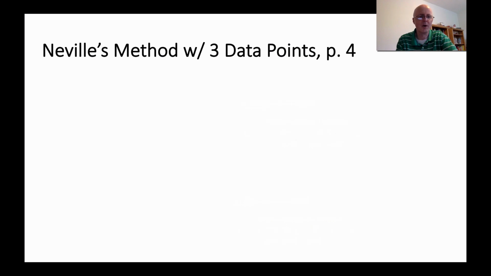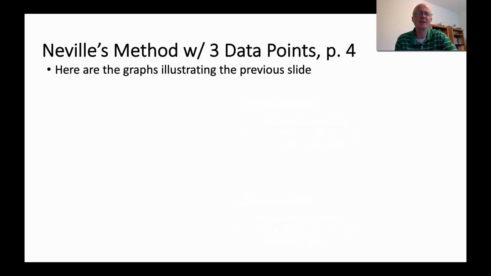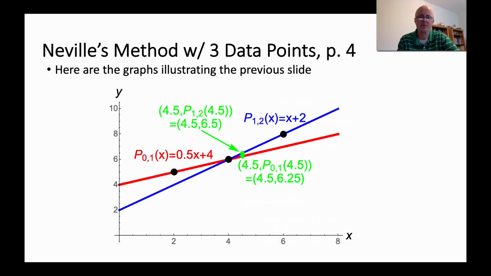We're on to page 4. Here are graphs illustrating the previous slide. These are the linear functions that are approximating the unknown underlying function f when x is 4.5. Those are the green dots. The outputs are what you see there, 6.25 and 6.5. P01 of x is this red graph. It agrees with the data at x0 equals 2 and x1 equals 4, these two black dots.